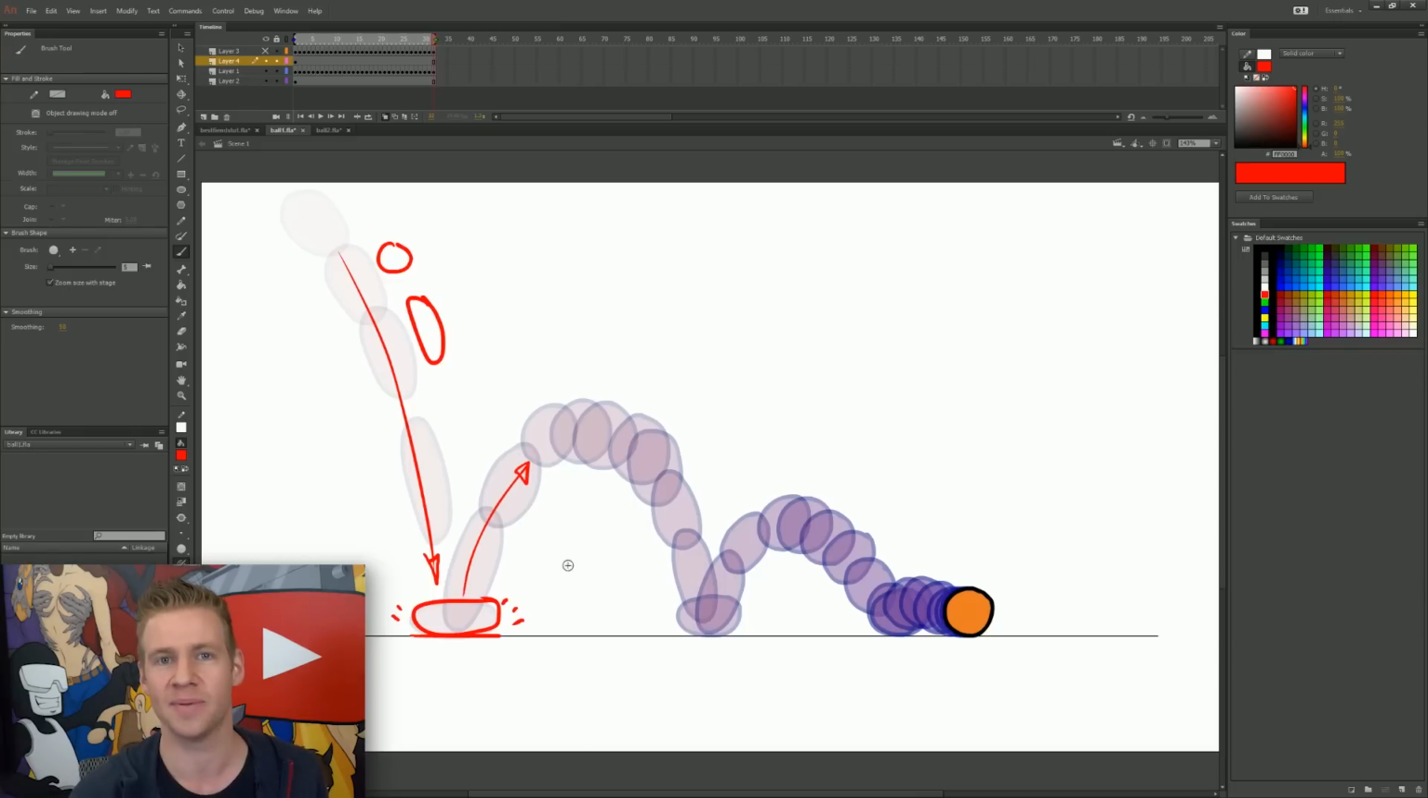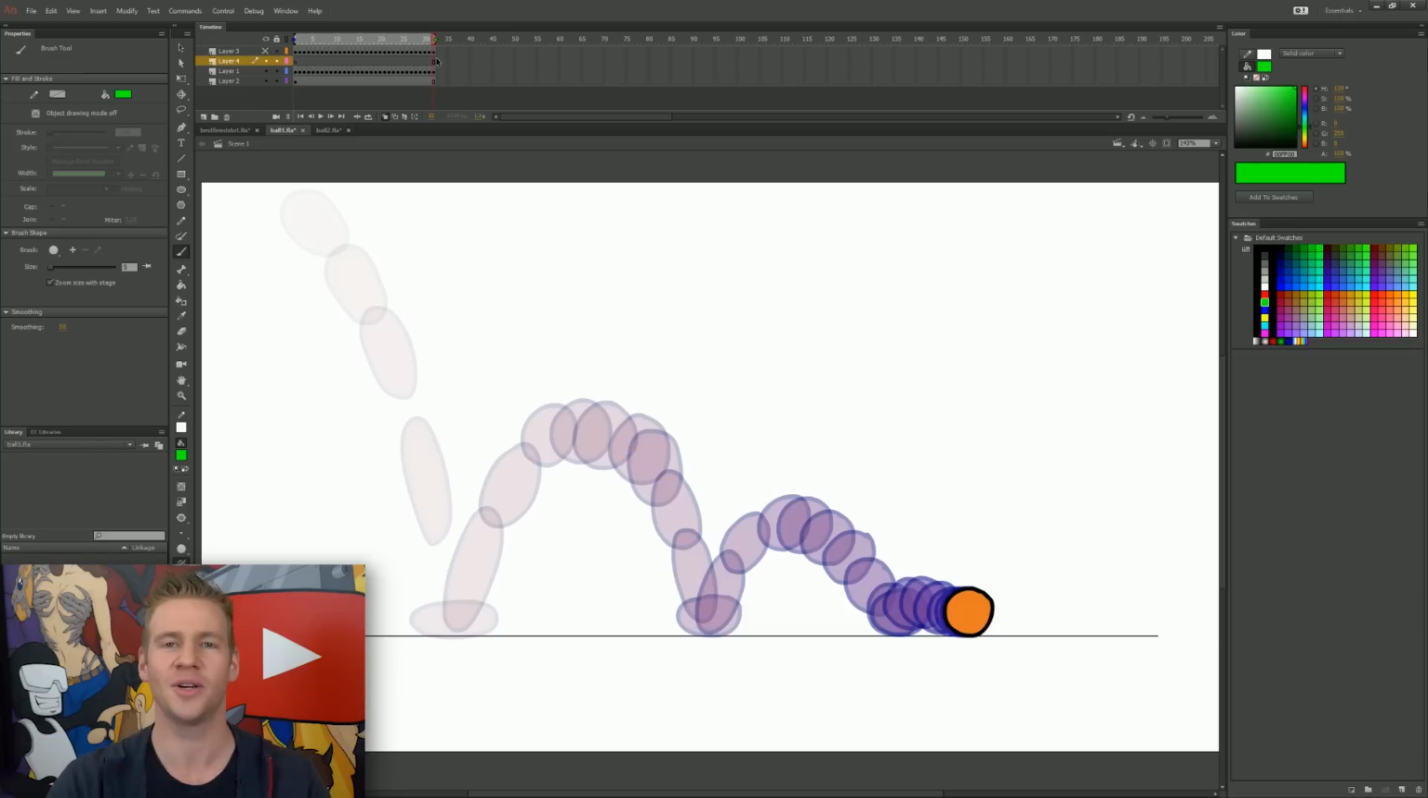But the other thing to keep in mind is that the energy or the intensity of your accelerations or stretches diminishes over time as that energy dissipates. This all sounds very scientific and fancy, but essentially it means it stretches less the more that something moves and slows down.